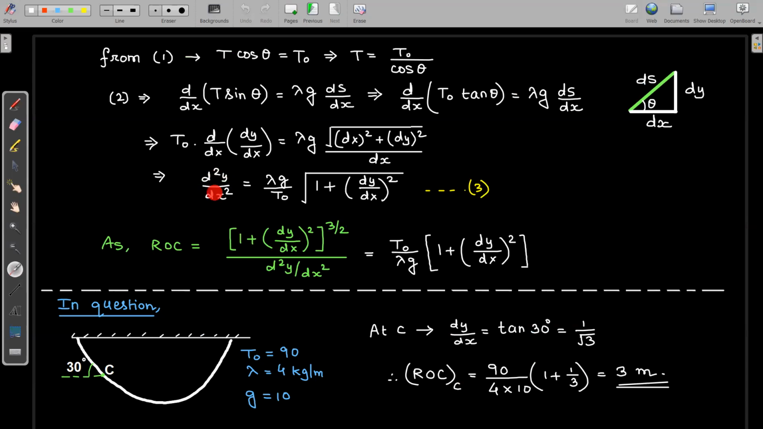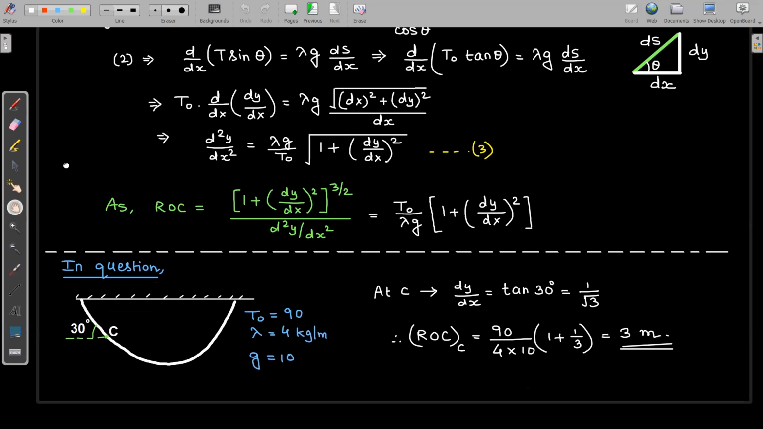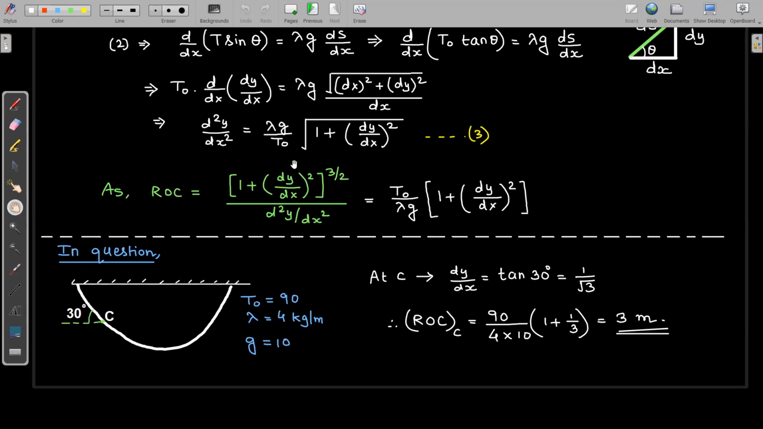So d square y by dx square equals, bringing this t naught term in the denominator, lambda g by t naught, and this dx can be taken inside the under root. This term comes out to be 1 plus dy by dx whole square. So this is a differential equation which represents the shape of the rope. The shape of this hanging rope is actually not a parabola, it is called a catenary. So this is the differential equation which represents its shape.